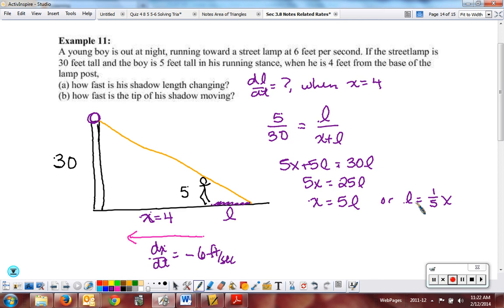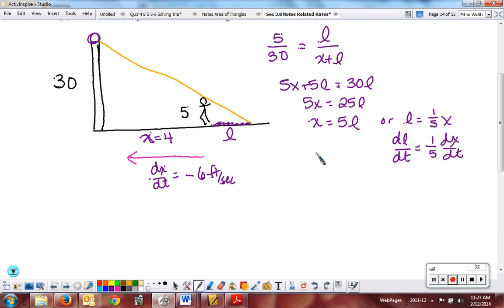I'm trying to find dl dt. Why not use the one that already has dl dt? L equals... Oh my God, it's constant though. Are you seriously going to be scared by a constant times x? What's the derivative over here? dl dt equals 1/5 dx dt. 1/5 dx dt. Oh my God, y'all and your scared littleness of fractions. Alright, now I pretty much know everything I need now.